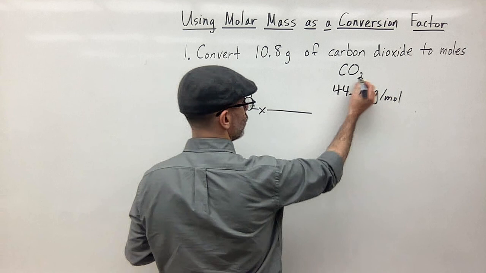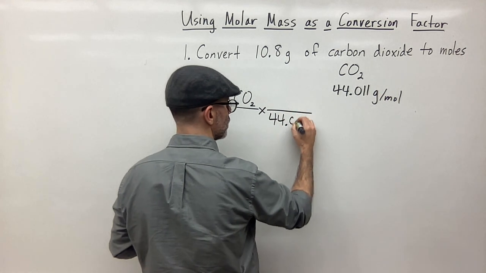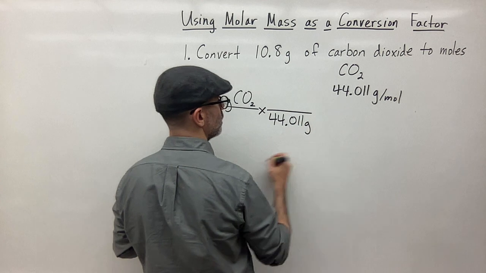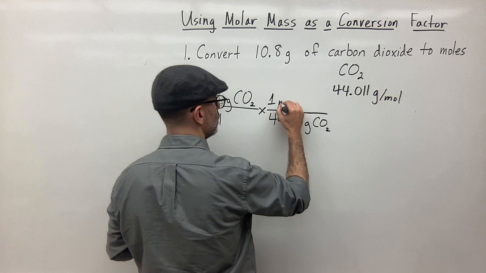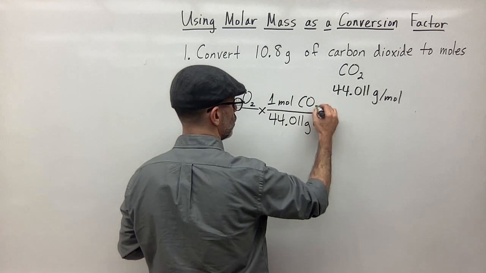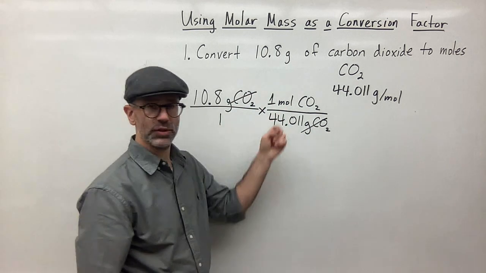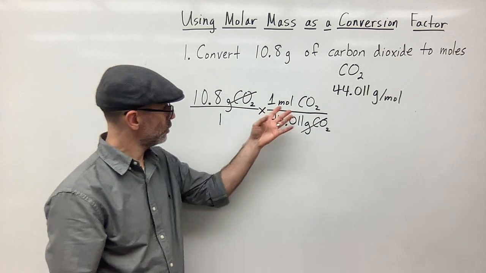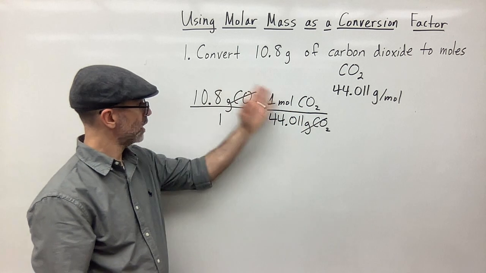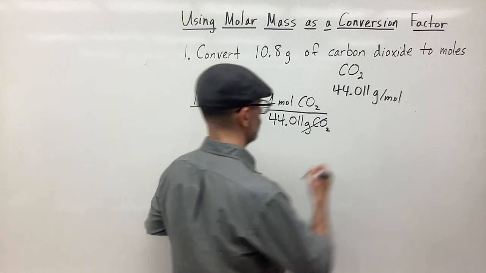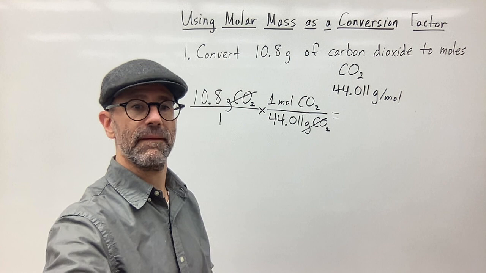So I'm going to put the 44.011 grams of CO2 on the bottom, and 1 mole of CO2 on top. Now the grams of CO2 cancel out, and I have moles of CO2 on the top. As soon as I get the moles of the substance that I want on top, I'm done. Now all I need to do is multiply and divide to get my answer. So let's go ahead and calculate that out.